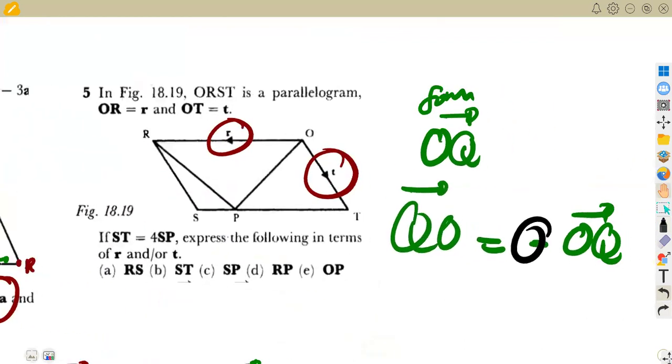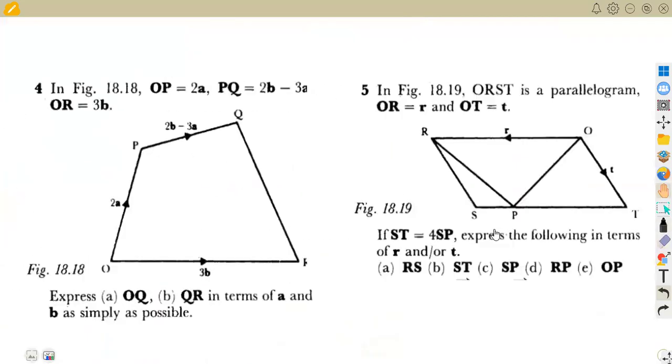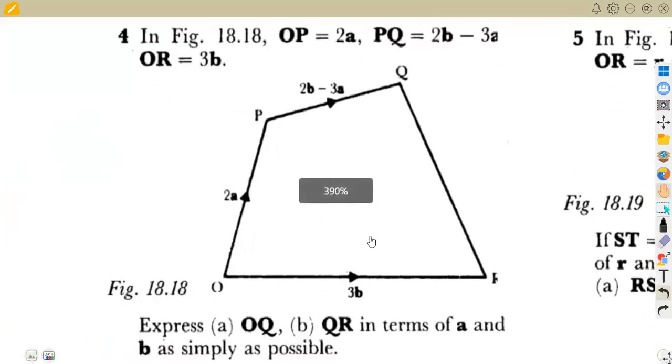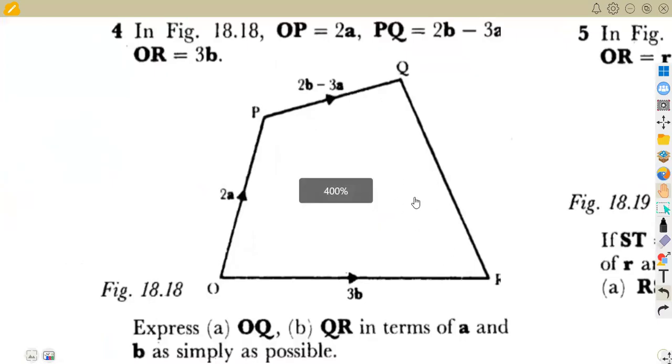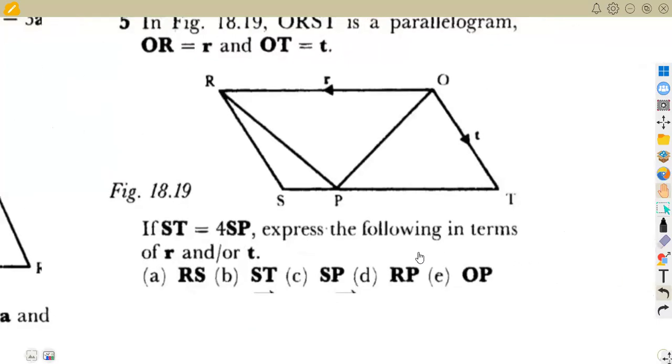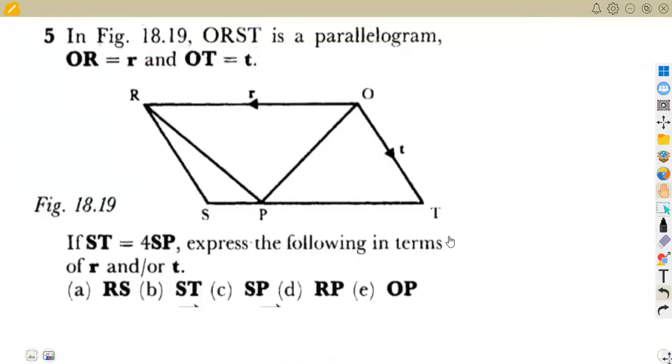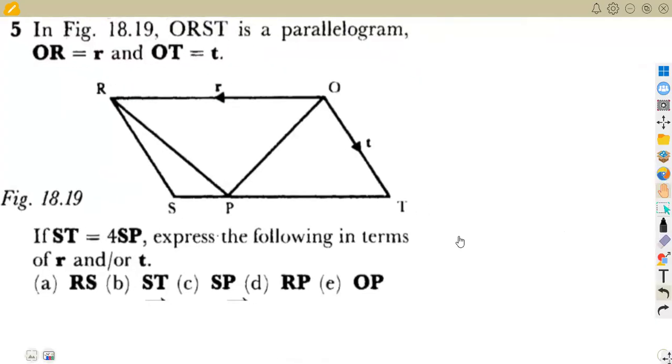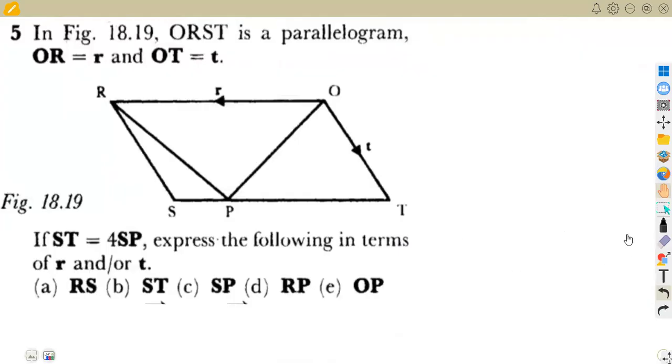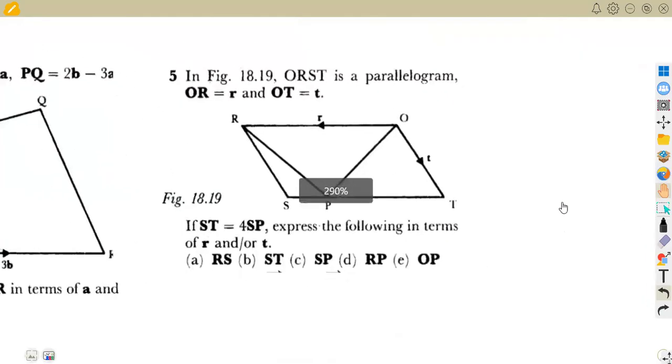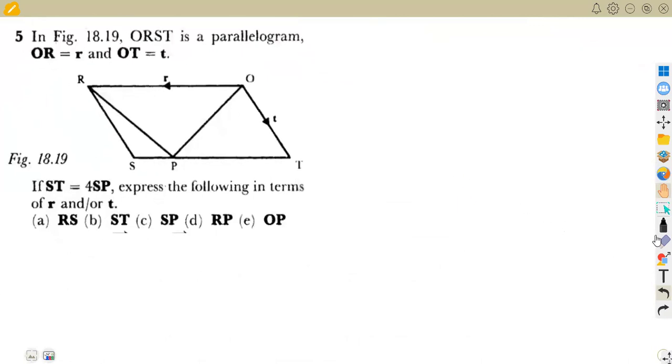All right, let's consider question number 5. So this one, there was no need for any property. Yes, it's a property vector, but the shape there, we can't say it's a rectangle, we can't say it's a square, it's just a quadrilateral. It has got 4 sides. But I said a property vector is not just a name. Also the properties of a shape are considered, like this question that we are having here, where we are given that in this figure 18.19, ORST, that is from O to R to S to T, it's a parallelogram.